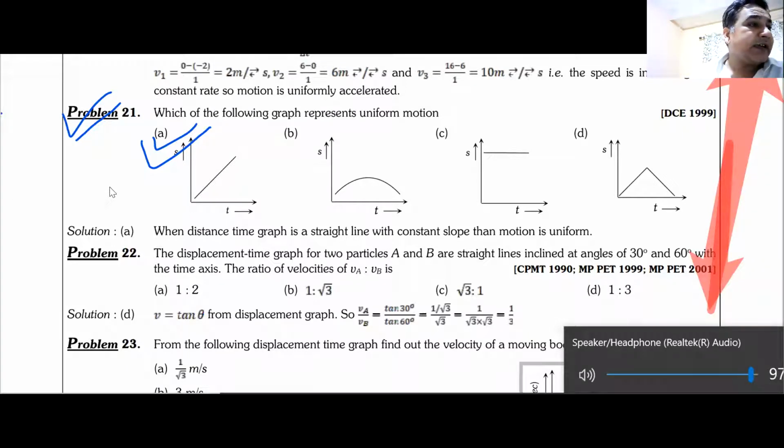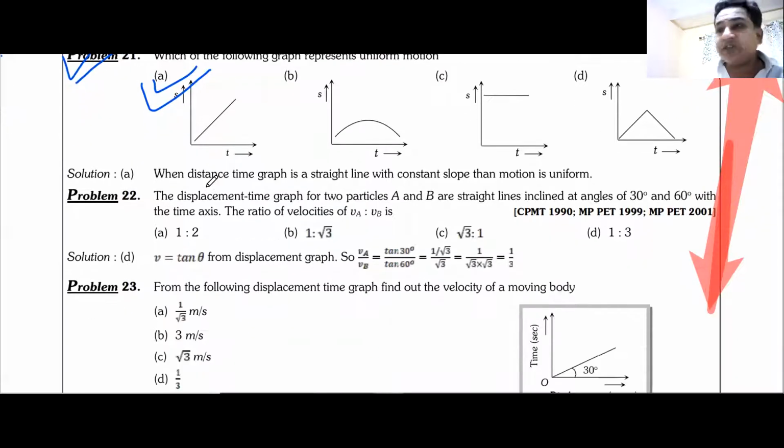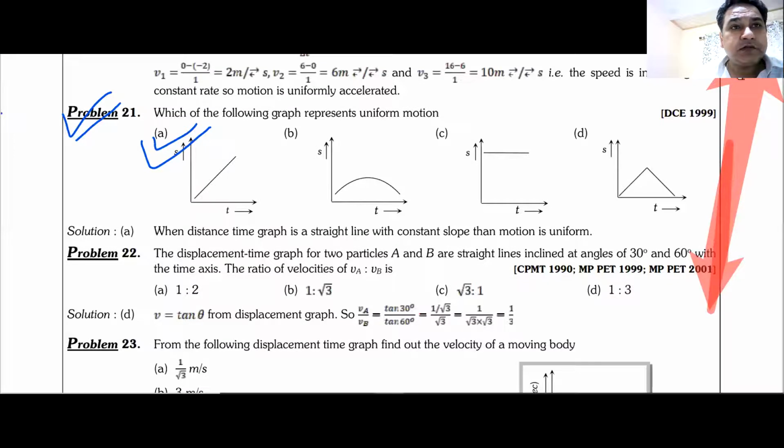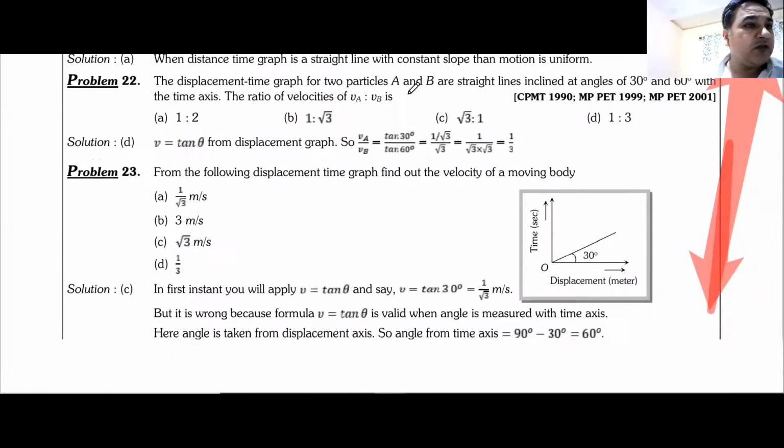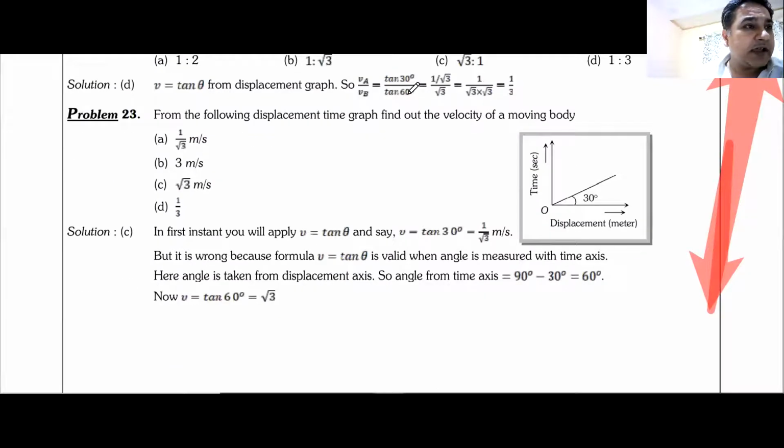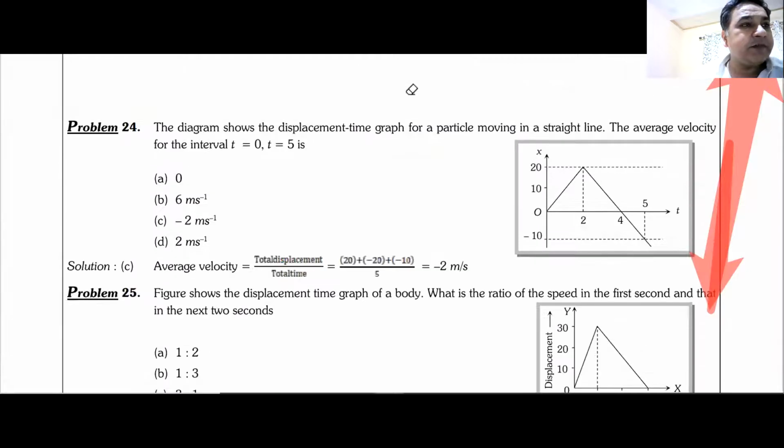So I guess we are done with question number 21. Let us move and solve question number 24. That is the question that we need to solve. Question number 24. What is question number 24?